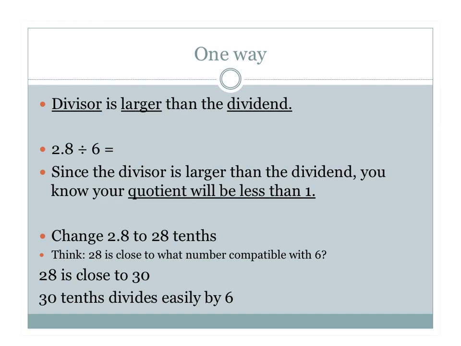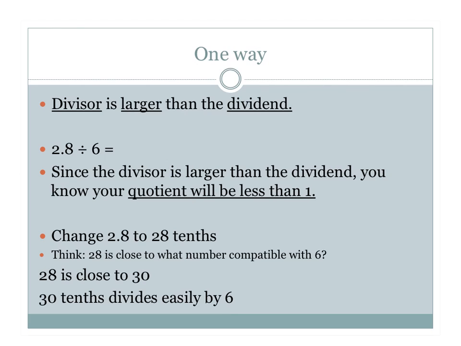One way to estimate is if the divisor is larger than the dividend. In the case here of 2 and 8/10 divided by 6, the divisor, 6, is larger than 2 and 8/10. Since the divisor is larger than the dividend, you know your quotient is going to be less than 1. In order to do this estimate, we're going to have to change 2 and 8/10 to 28/10. We know those are equivalent from our work with decimals earlier in the year.